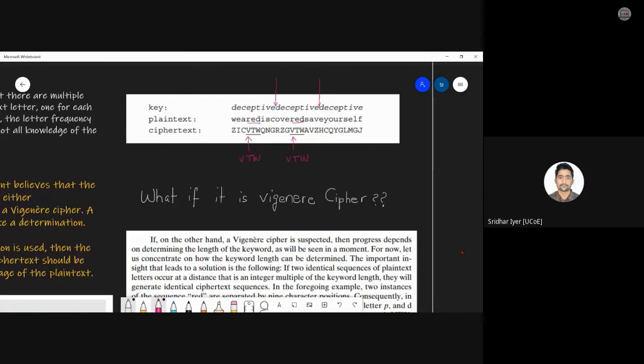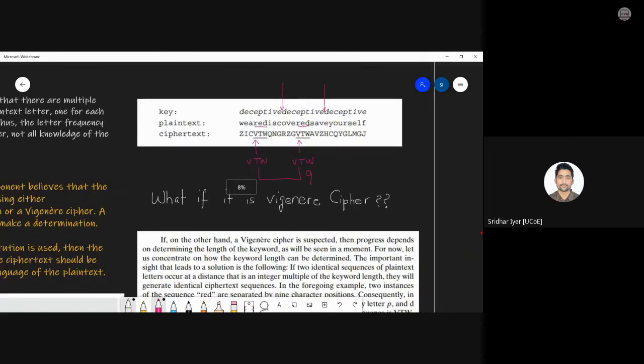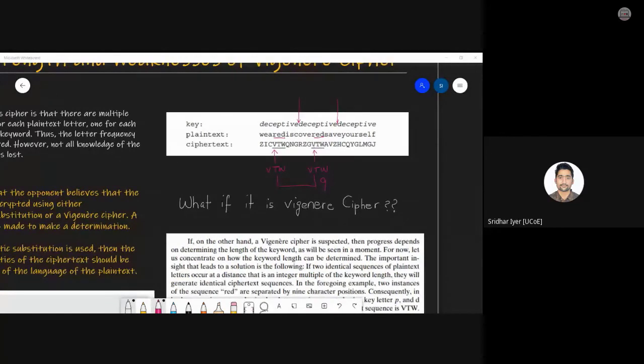What is the next step? The next step is to check the difference between these patterns, the amount of shifts. For example, between this V and this V, there is a difference of 9 characters if you count. Yes or no? Kindly let me know. There is a difference of 9 characters between the first V and the second V. Why are we doing this? Because we are trying to find out some patterns. The very first step is trying to find the length of the key. That is very important.